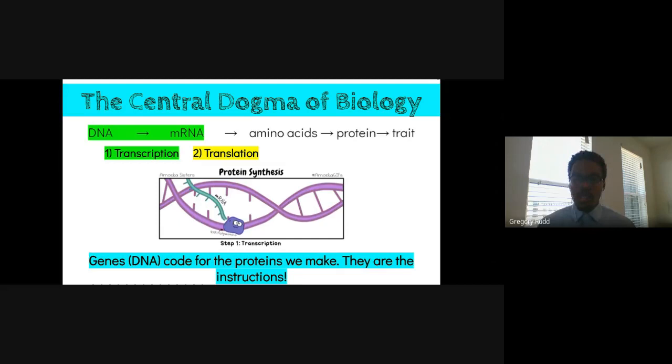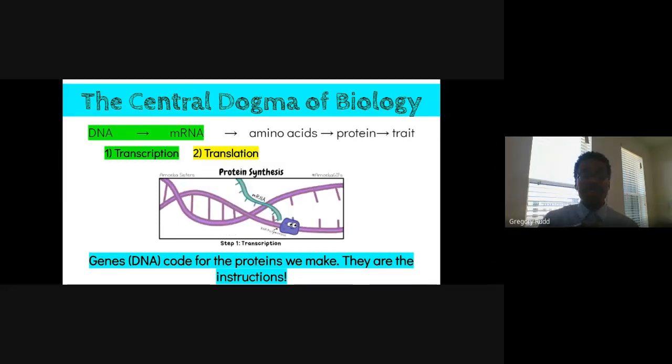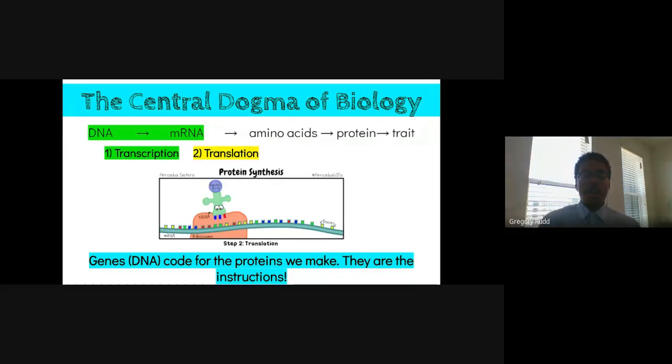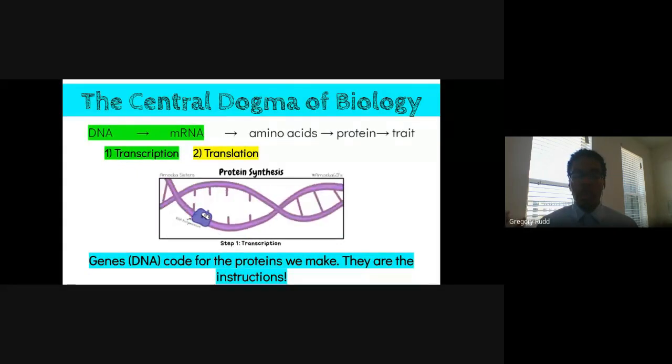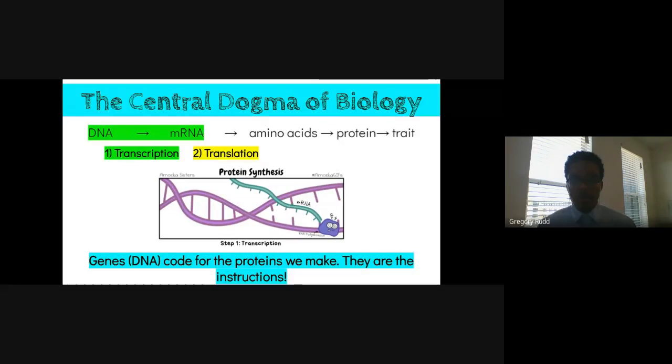In biology, the central dogma describes the process by which proteins are made. We go from DNA to mRNA to amino acids to proteins, and those proteins ultimately give an organism or a cell its traits. The proteins determine what the cell does, and they ultimately determine what the organism is able to do and what the organism looks like.